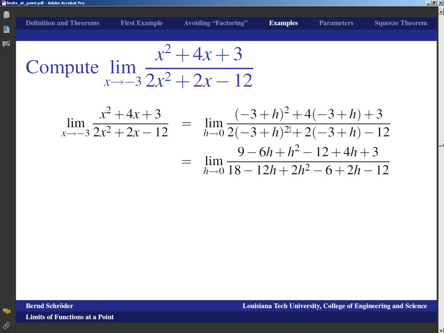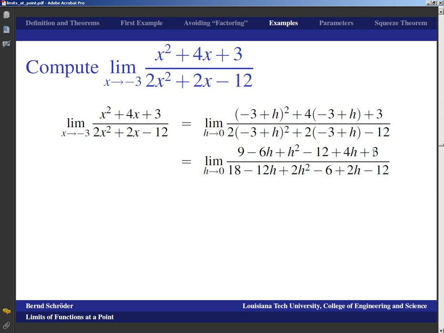Well, negative 3 squared is 9 times 2 is 18. Negative 3 times 2 times h is negative 6h times 2 is negative 12h. h squared times 2 is 2h squared. That takes care of this parenthesis here. 2 times negative 3 is negative 6. 2 times h is 2h, and the negative 12 is copied. And now we can cancel a bunch of stuff, right?